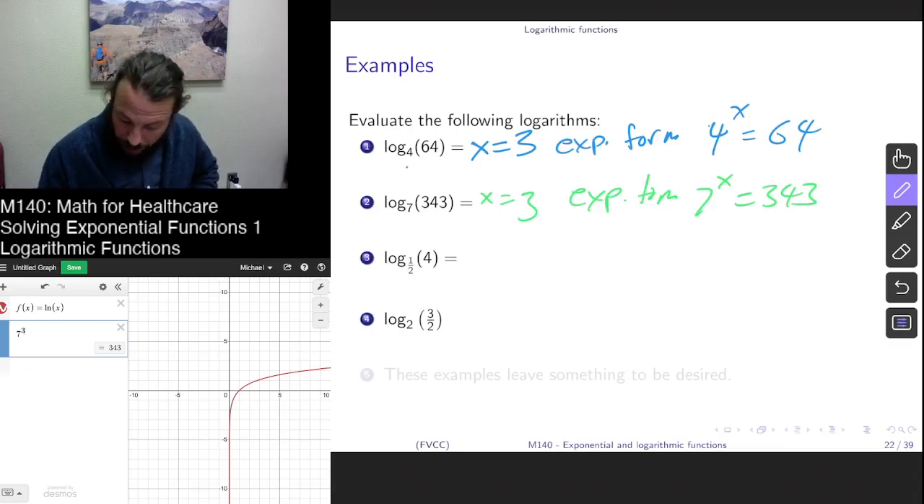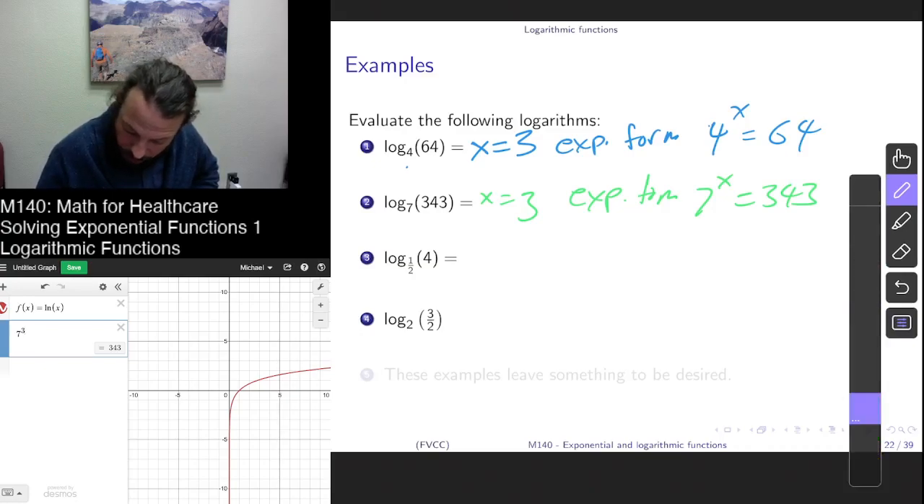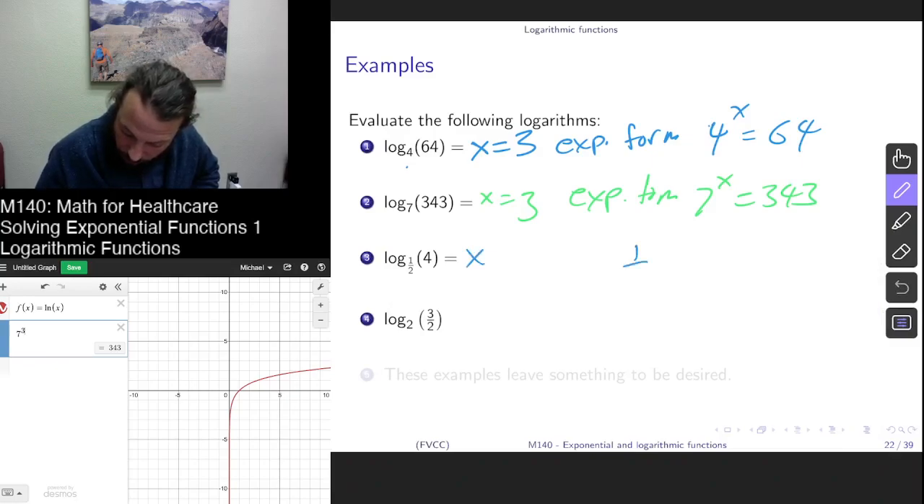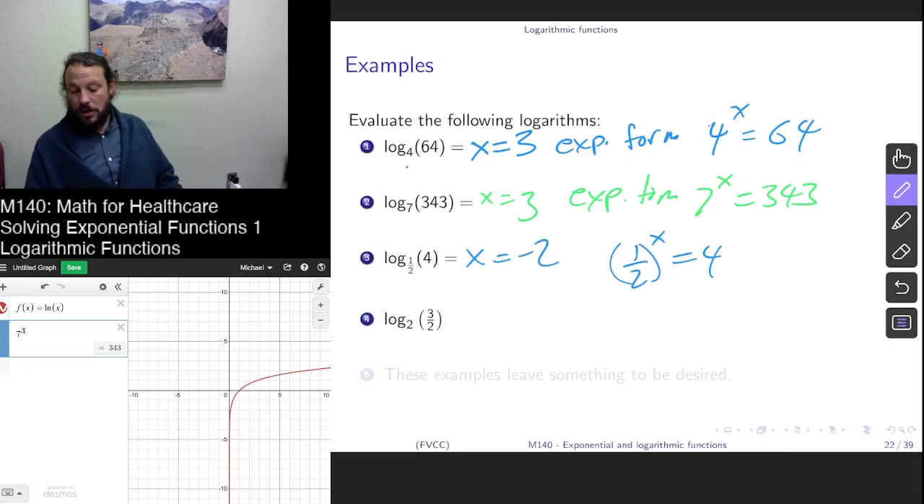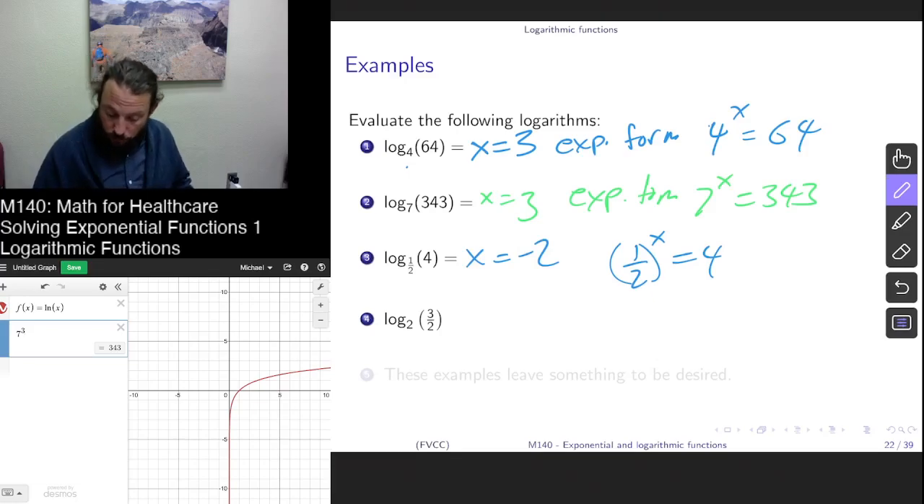Okay, log base 1/2 of 4. So what do I raise 1/2 to get 4? This is a little tricky, and I think it's worth writing down the exponential form again. This is our x, and so this is 1/2 raised to what power equals 4. Well, 2 squared is 4, but this is 1/2, so x is equal to negative 2. Hopefully we can see that, because 1/2 raised to the negative 2 is equal to 2 squared, which is equal to 4.